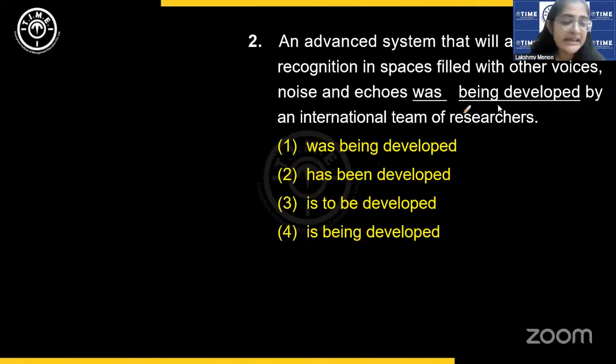But what did you say? Is to be developed? Is to be developed is in the future. So let us read it again. An advanced system that will allow speech recognition in spaces filled with other voices, noise, and echoes is to be developed. So what tells you that the sentence is in the future? If it is not in the past, it is not in the future either, right, Sandra? So the better answer there is what is being developed.